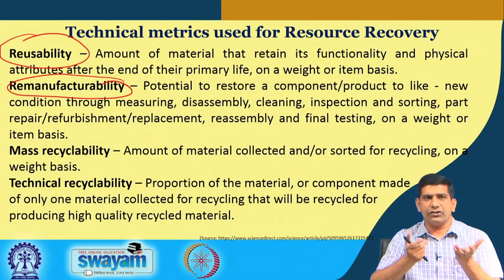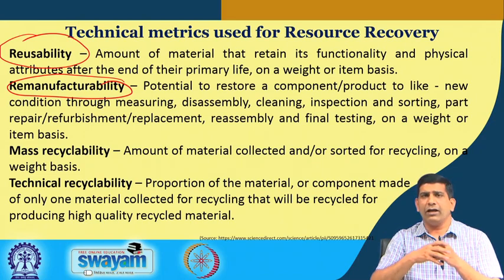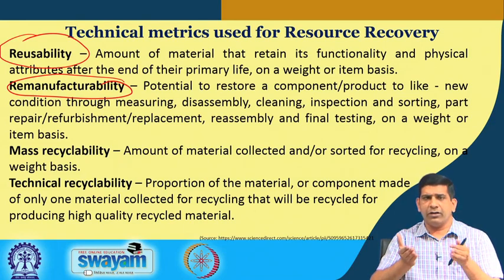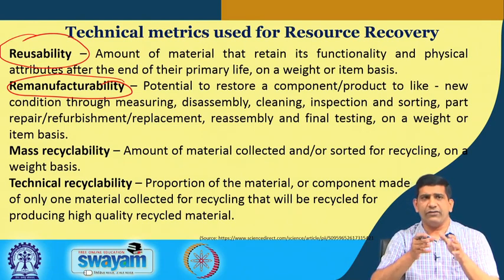Then remanufacturability, which is the potential of restoring a component or product to like-new condition. In terms of refurbishment, many times when you buy something online, on Amazon or Flipkart, or other websites like Snapdeal, they say it's a refurbished product. A refurbished product means it has been remanufactured. It had certain defects which have been fixed. So it's the potential to restore a component or a product to like-new condition through measuring, disassembling, cleaning, inspection and sorting, part repair, refurbishment, replacement, reassembly and final testing on a weight or item basis.